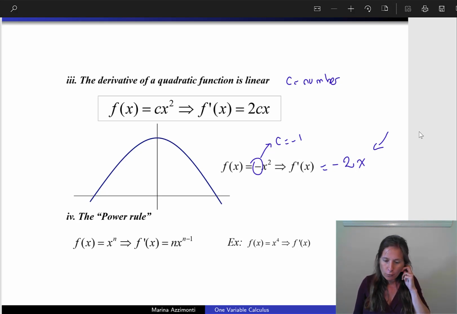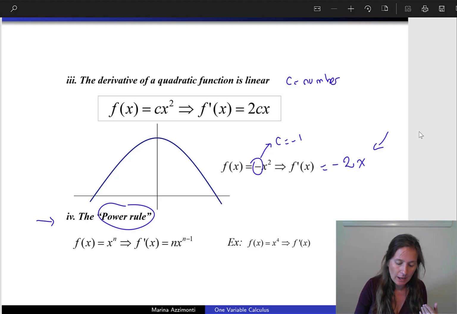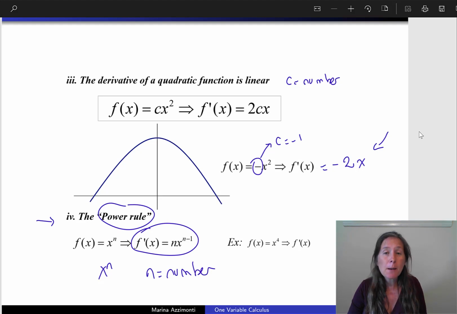Now, the derivative of a linear and quadratic function, and even for a constant function, they are all subcases of this other rule, which is called the power rule. So if you have any function in which you have x to the power of n, where n is just a number, so this is some polynomial function, the derivative is always going to be n times x to the n minus 1. So let's look at an example.